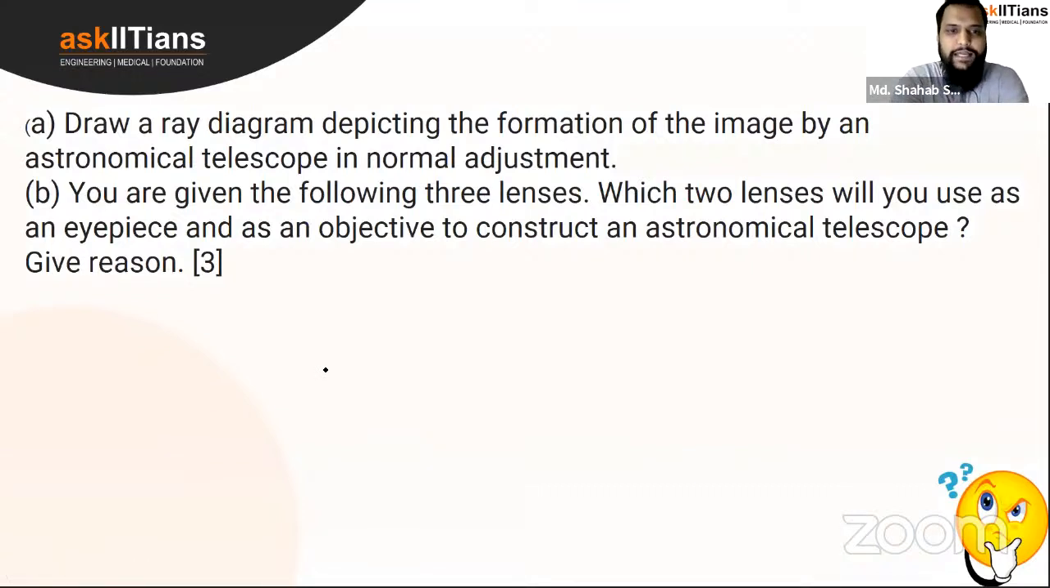Now, draw a ray diagram depicting the formation of the image by an astronomical telescope in normal adjustment. So we will deal with the first part, part A, first, okay? You have to recall what an astronomical telescope is and how we design it, right? An astronomical telescope we use to see objects far away from us, like stars, planets, galaxies. For this purpose, we use two convex lenses, one of large focal length and one of short focal length. We call them objective and eyepiece, right? So this is one lens. I would always suggest you to draw like this.